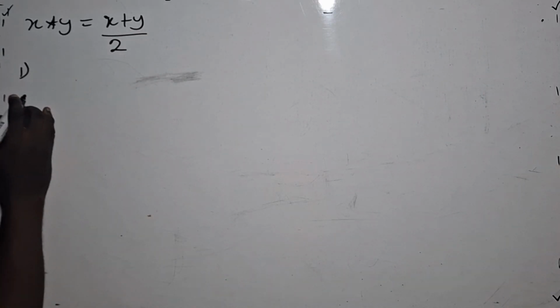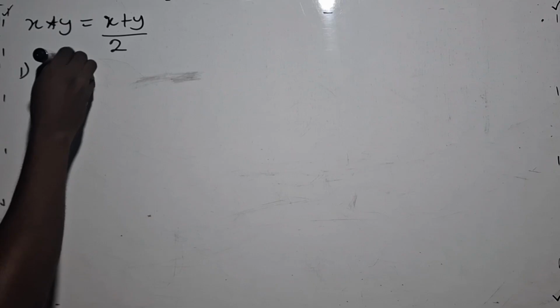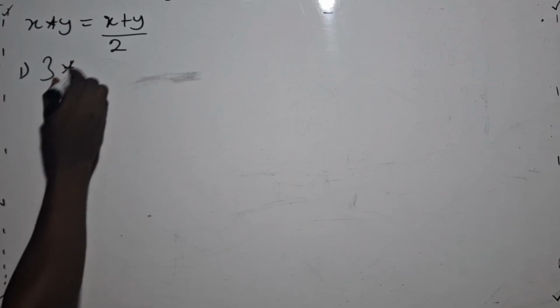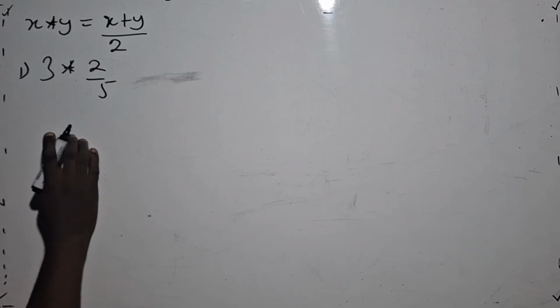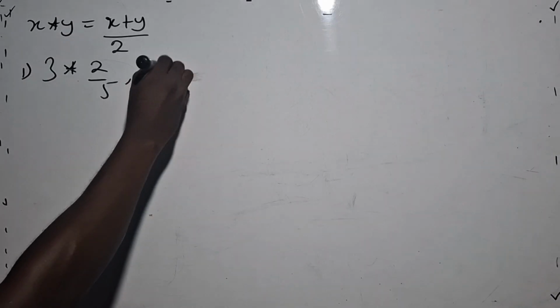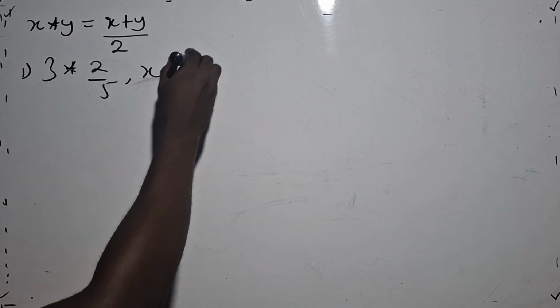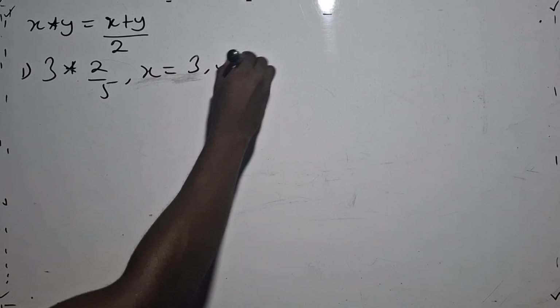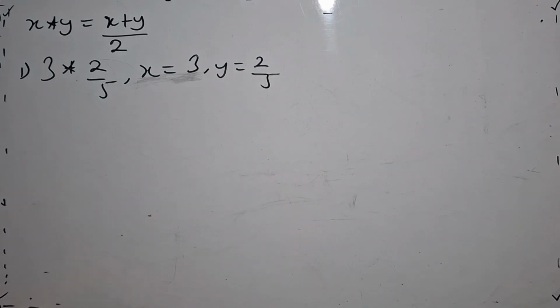So let's solve the first one, which is 3 operation 2 over 5. So with this, we can see that our x here is 3 and our y here is 2 over 5.